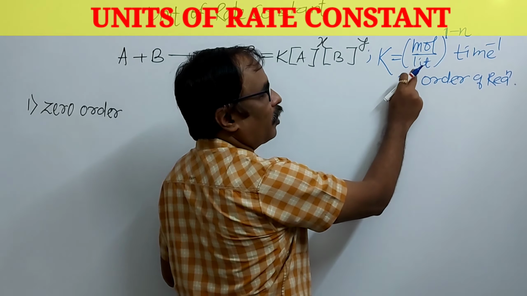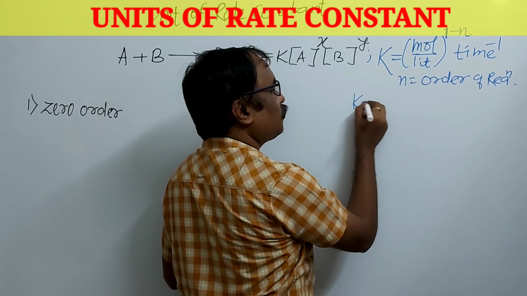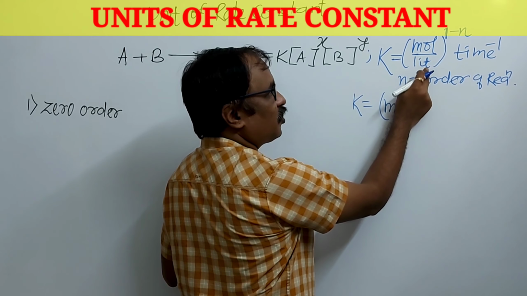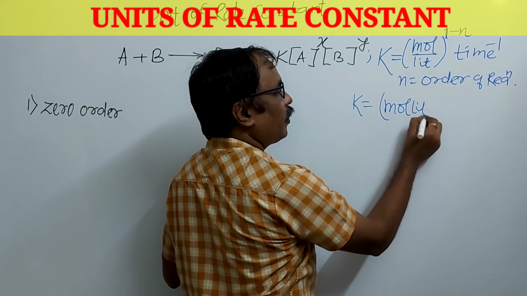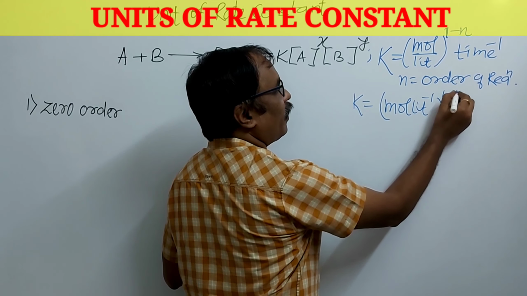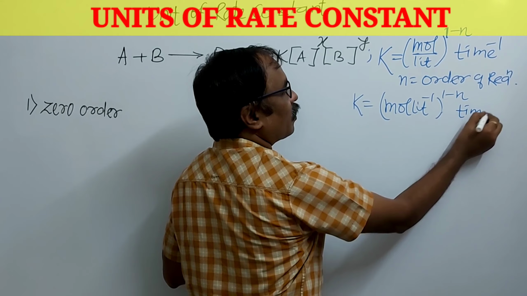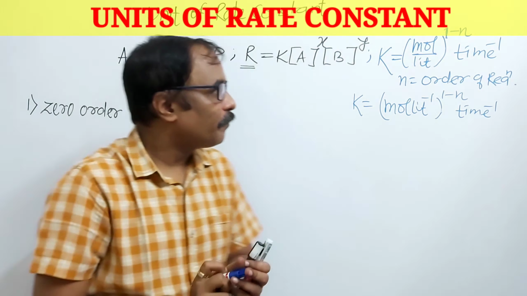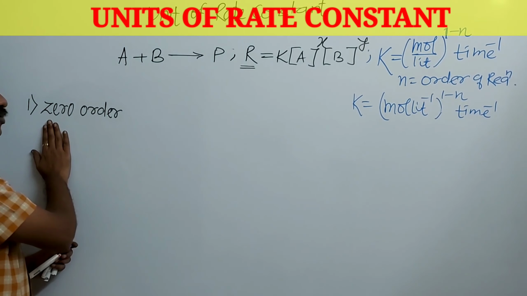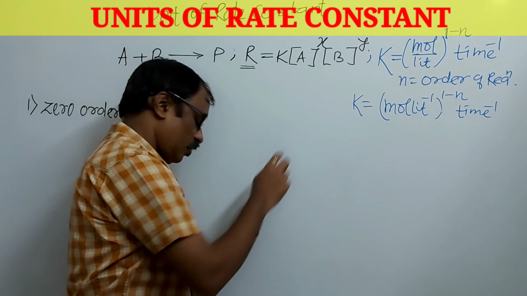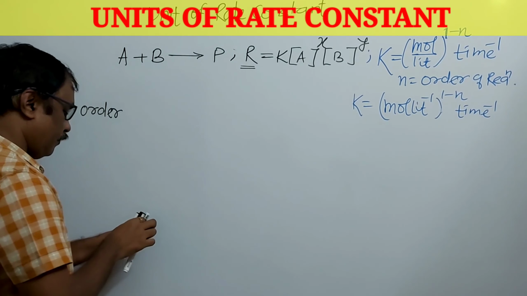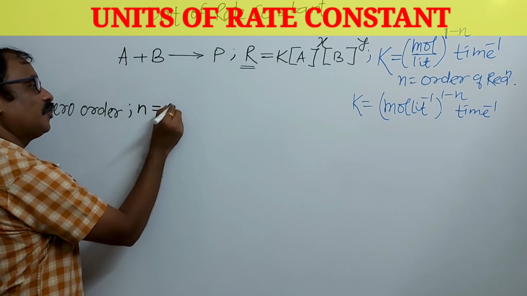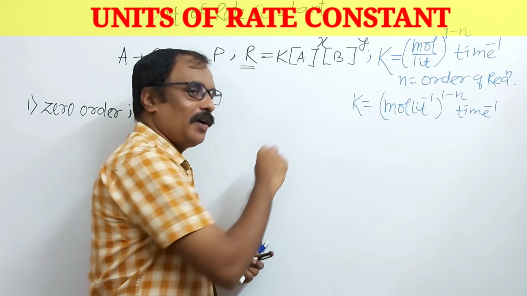So here mole per liter. The same equation we can write: K is equal to mole liter. इसको ऊपर न्यूमरेटर में ले लो. So ये बनेगा liter to the power minus 1, to the power 1 minus n, time inverse. It may be in seconds, minutes, hours, etc. Now when the reaction is of zero order, how to find out the unit of rate constant? See here, zero order reaction, here n is equal to what? 0.